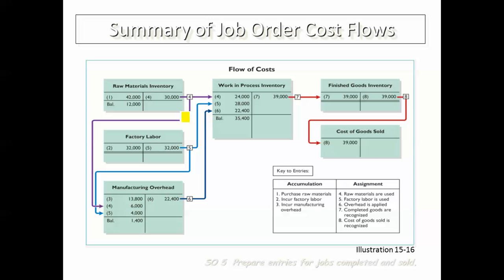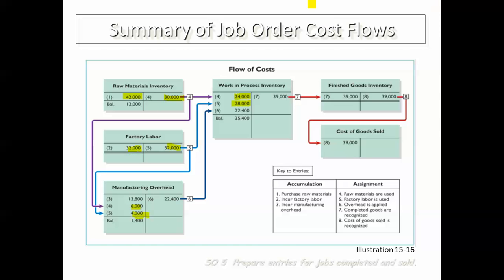There again is the summary with numbers this time, just like I did before. This is the amount bought. This is the amount that was transferred. $24,000 went to work in process. $6,000 went to manufacturing overhead. This is the factory labor. It was transferred. $28,000 went to work in process. $4,000 went to manufacturing overhead.